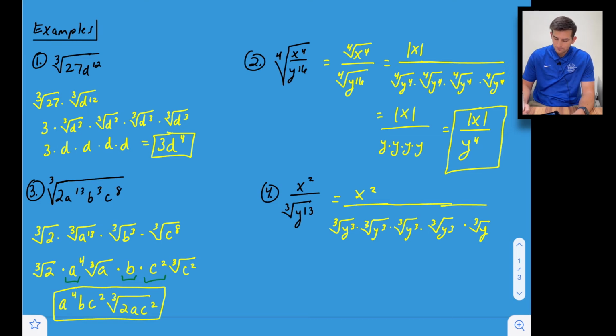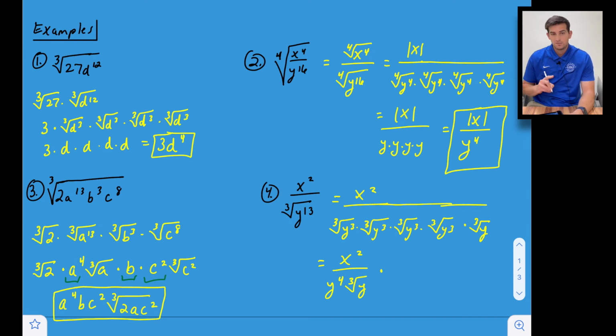So now we have x squared in our numerator. In our denominator, these 4 factors of cube root of y cubed are just going to give me a y, right? So that's 4 factors of y, so that's y to the 4th. And then we do have a cube root of y in the denominator. Now, we can't leave a radical in the denominator, so we're going to have to rationalize this denominator.